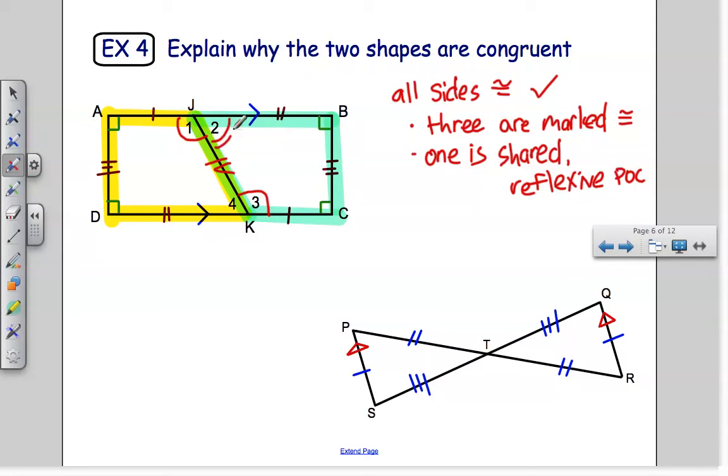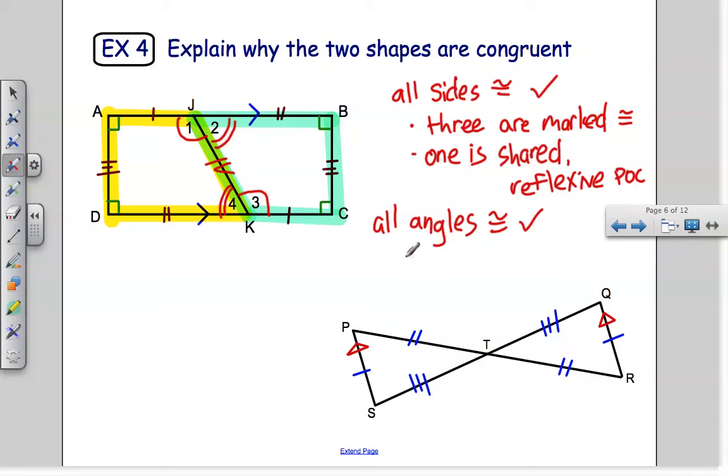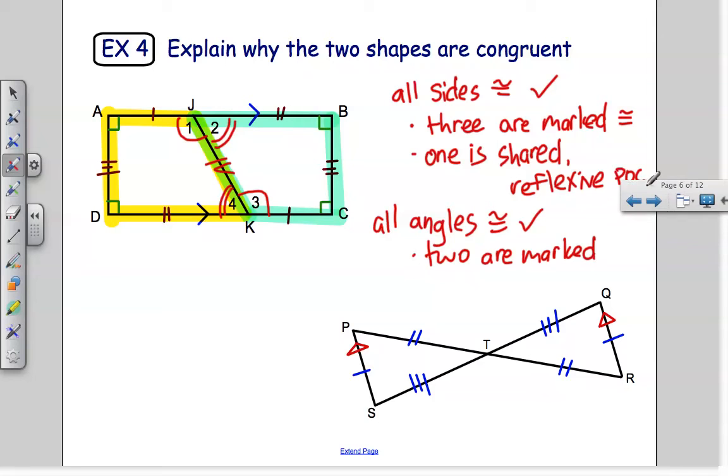And what about angles 2 and 4? Make that Z shape again. They're between the parallel lines on opposite sides, alternate interior angles. So I do know that all angles are congruent. Check. Actually, they were right angles. 2 are marked congruent because of the right angles. And then we have alternate interior angles for 2 pairs.